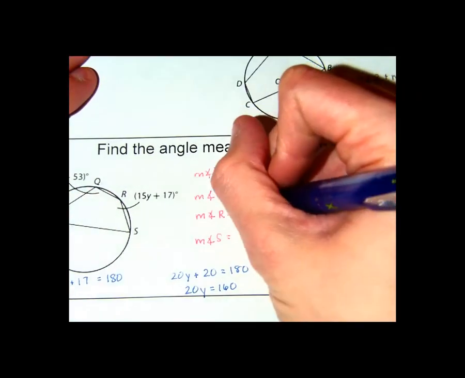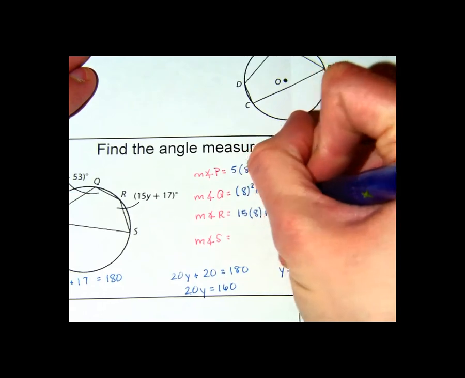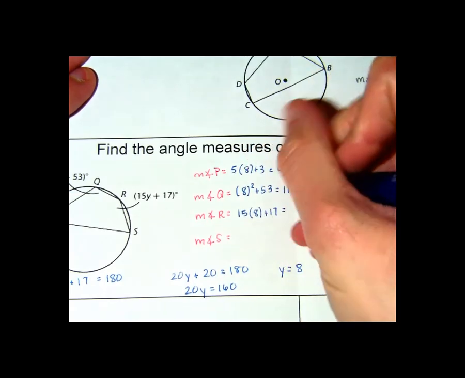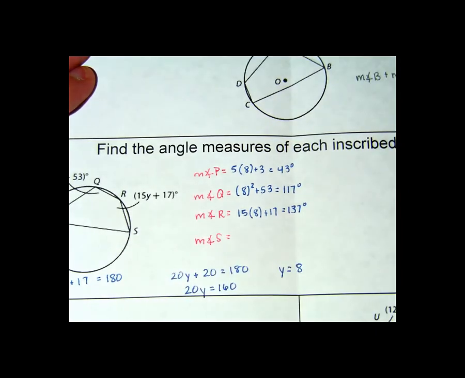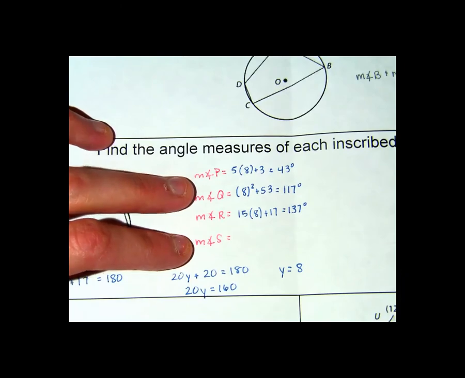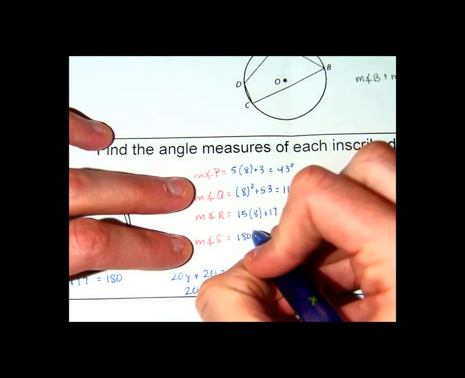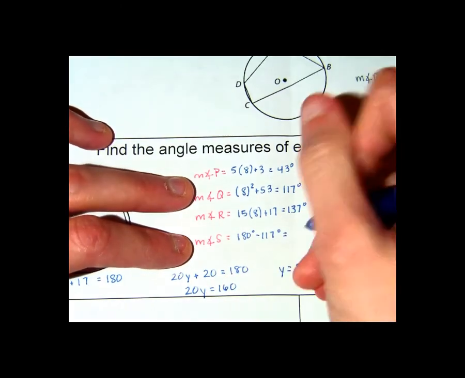R is 15 times 8 plus 17, which is 137. And I don't have anything to plug in for S. However, Q and S are supplementary. That means that 180 minus 117 is what S is. So S is equal to 63 degrees.